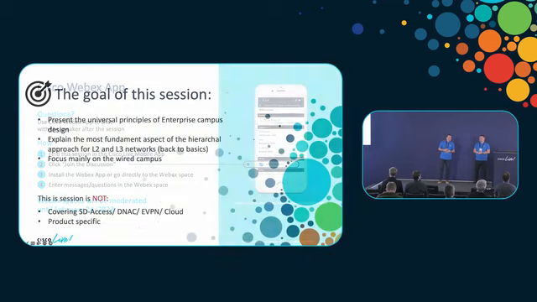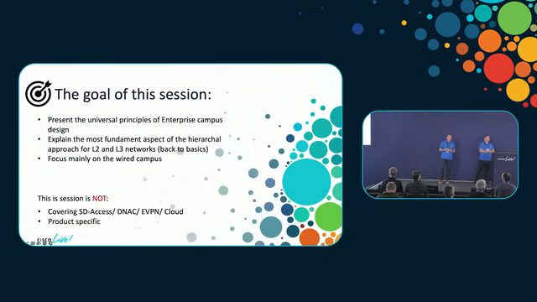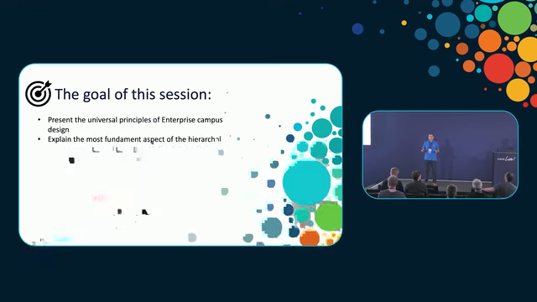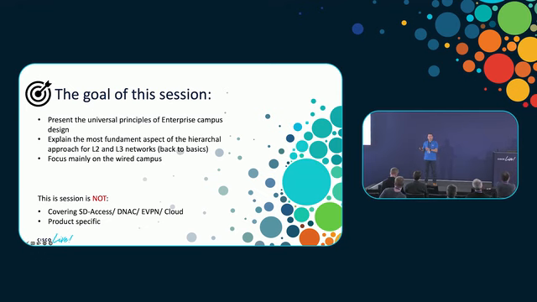So the goal of the session is to present the principles of enterprise network design. We will be talking about the hierarchical approach. We'll be talking about layer 2 and layer 3 and what the pros and cons are between the two. This session is very much focused on the wired aspect. The wireless is a different path.